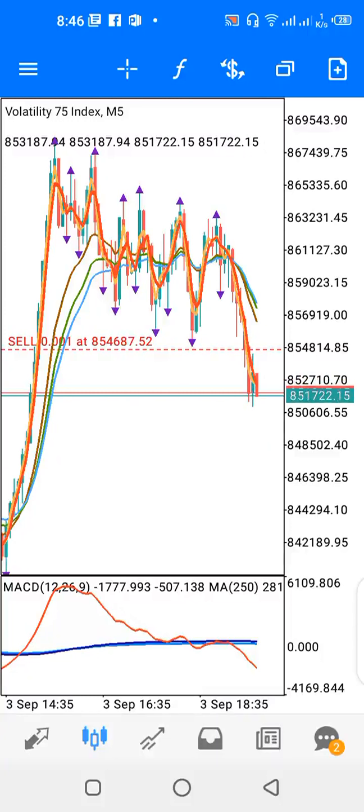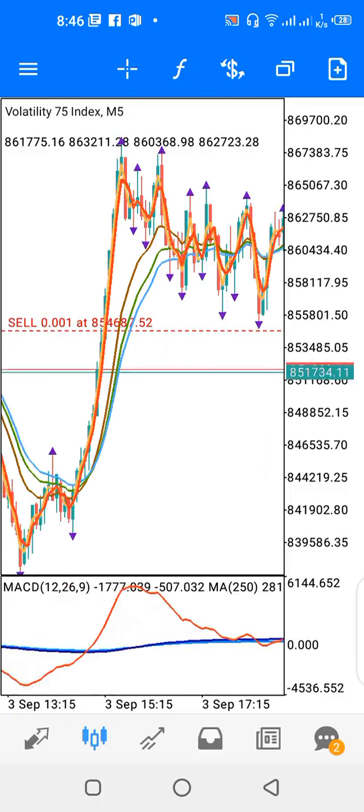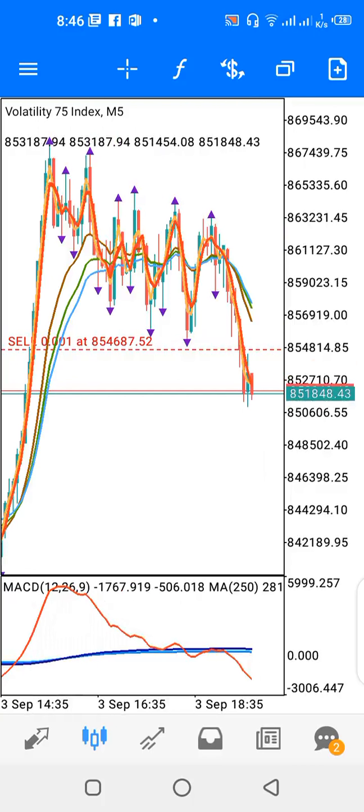Today we'll be looking at a strategy you can use to trade volatility 75 index on the 5 minutes time frame. All right, this strategy makes use of indicators, but not just indicators. You have to use trend lines. What do I mean by trend lines?